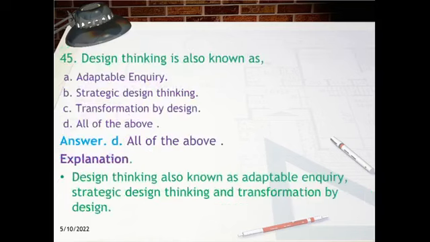45. Design thinking is also known as A. Adaptable Enquiry, B. Strategic design thinking, C. Transformation by design, D. All of the above. Answer D. All of the above. Explanation. Design thinking, also known as adaptable enquiry, strategic design thinking, and transformation by design.